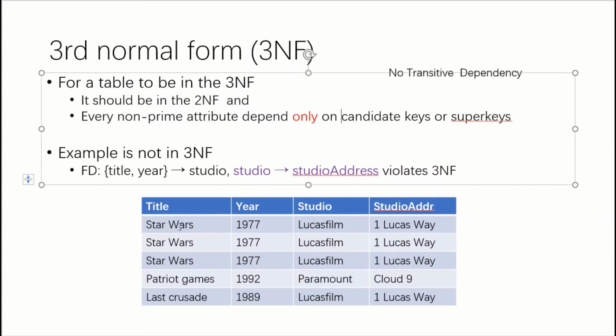So naturally we know that this is already not in second normal form, but let's look at this functional dependency. Studio is not a candidate key. Studio address is a non-prime attribute. So this non-prime attribute is dependent right now on a non-candidate key, and so this would violate the third normal form.